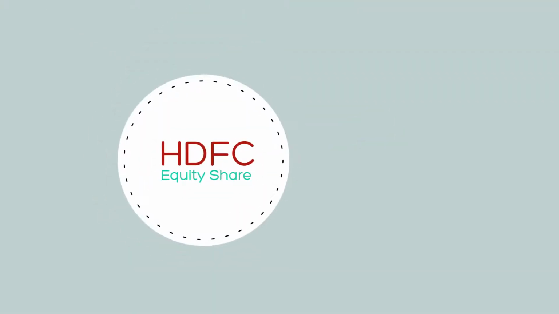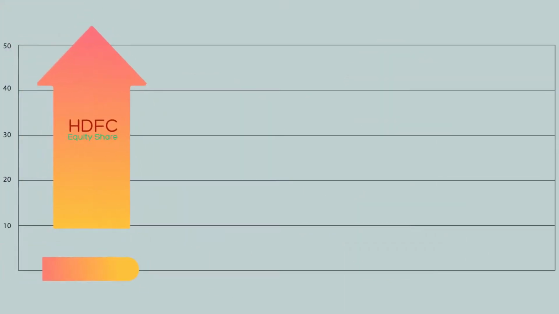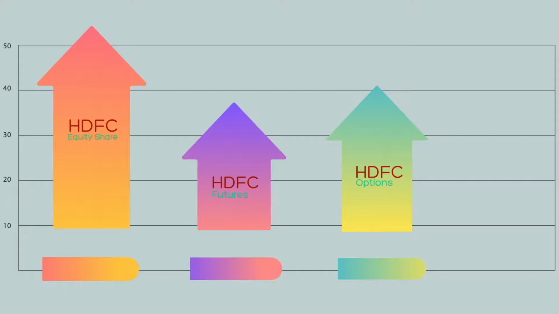For example, equity share of HDFC is an underlying asset and HDFC futures and HDFC options is a derivative of HDFC equity share. If HDFC equity share rate goes up or goes down, that will directly affect the futures and options of the same equity share.